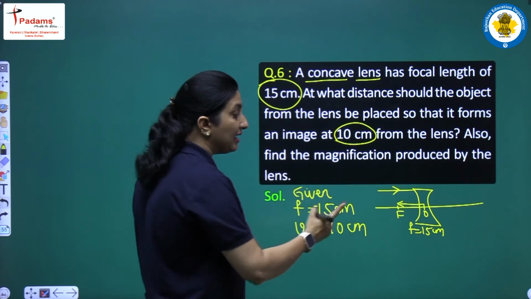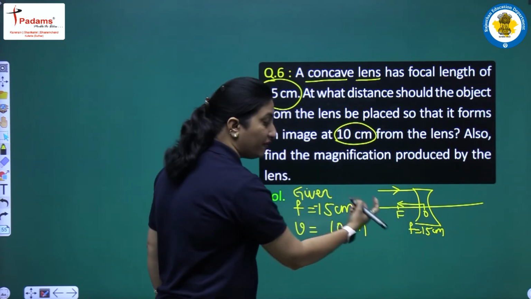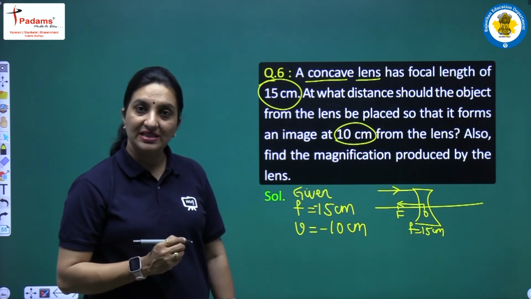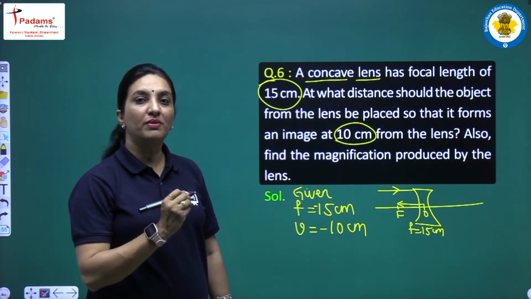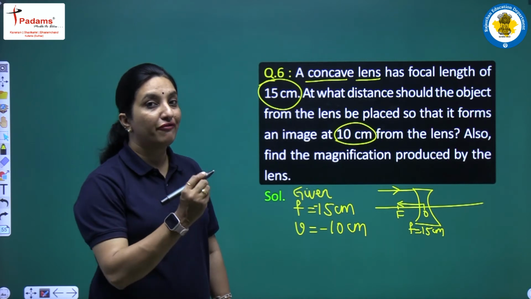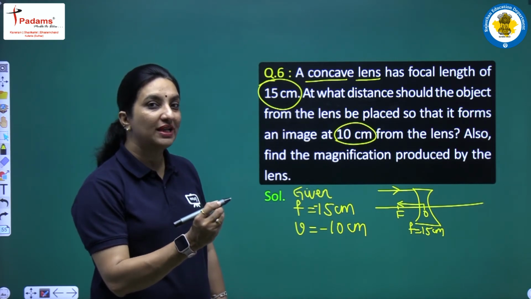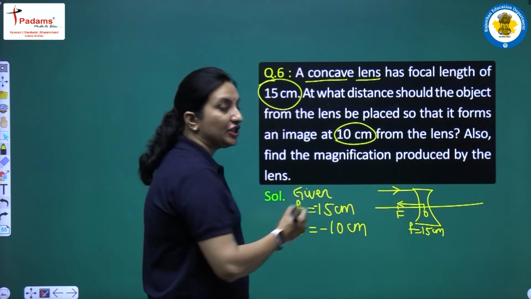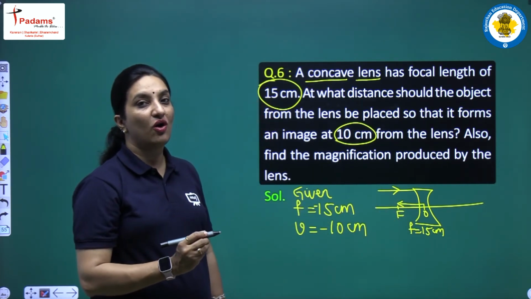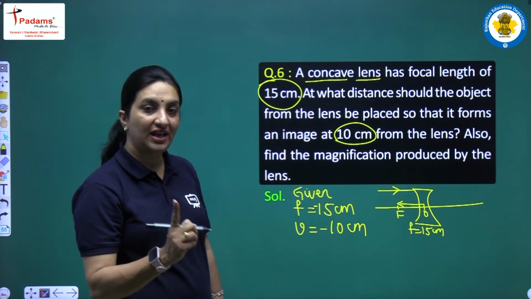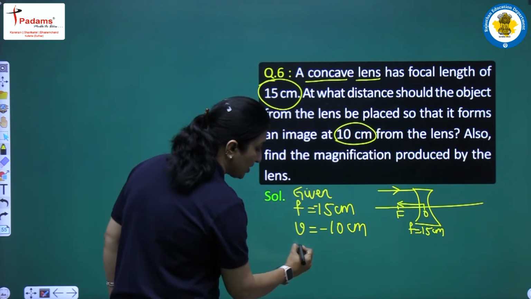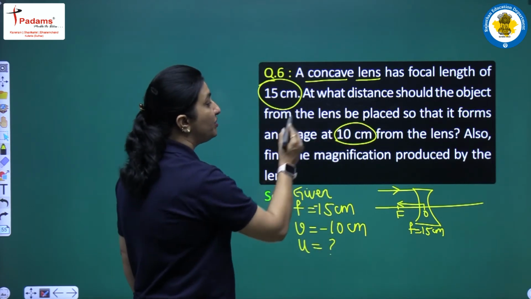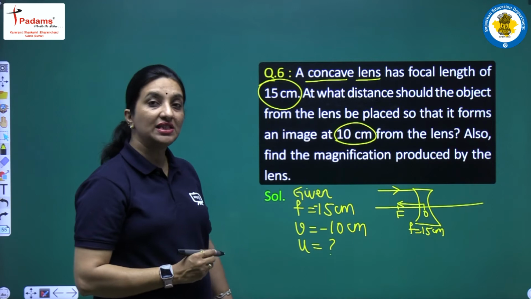So here again the image is formed in front of the lens, so the image distance will be taken as negative, because in order to measure the distance of the image from the lens, that is from the optical center of the lens, we need again to move in a direction opposite to the direction of the incident ray of light. So here we need to calculate where the object has to be placed, that is we need to calculate U.